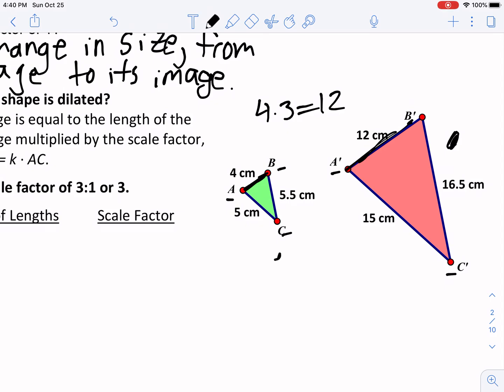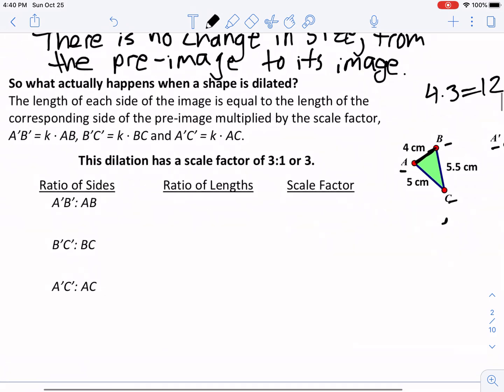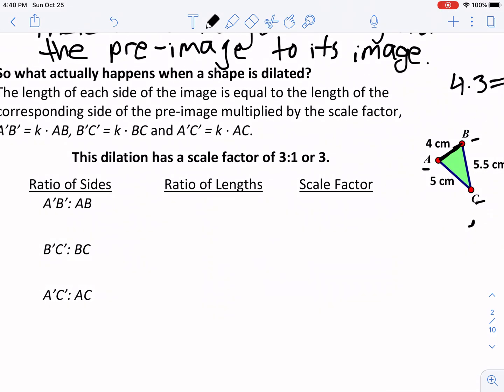And we'll see that same ratio throughout each piece, okay? Usually you'll see a ratio or a scale written. In this case, it's telling us that we have a 3-to-1 ratio, or that the scale factor is 3. Usually you'll see it as the image over the pre-image.